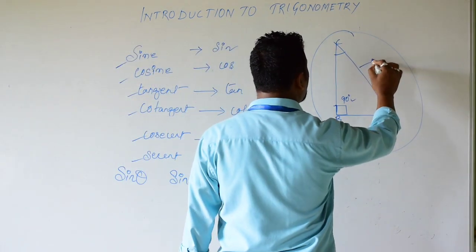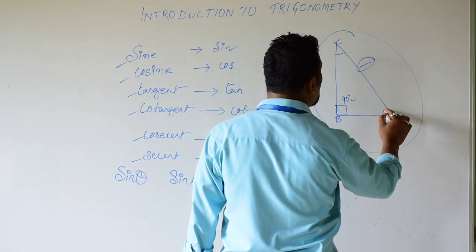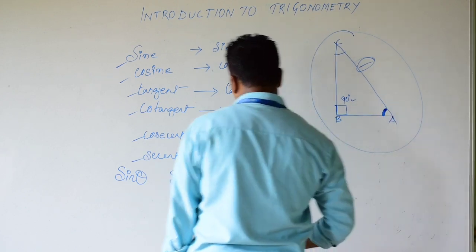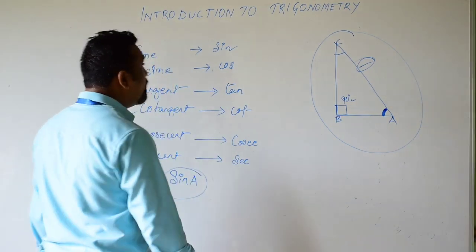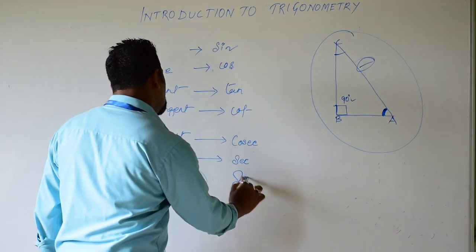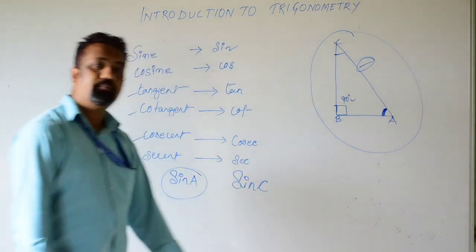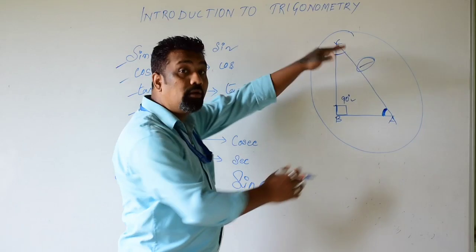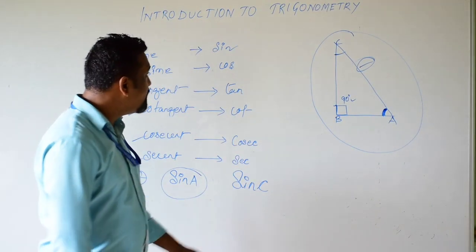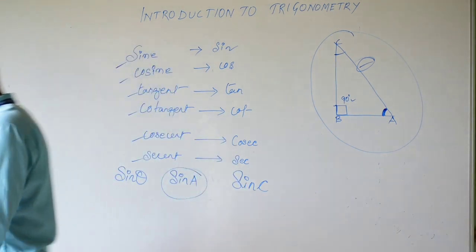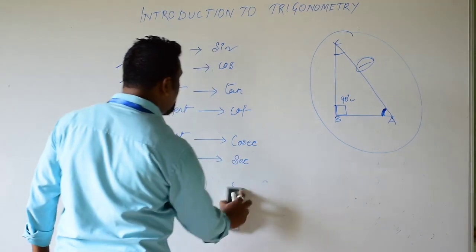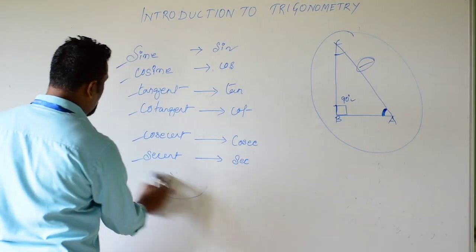Now in this right triangle, we are talking about this angle, angle A. So when we discuss this angle A, we can talk about sine A. For example, if we are talking about angle C, we'll say sine of angle C. So we can call them. Only the acute angles are called along with these trigonometrical functions. So we'll discuss how these 6 trigonometrical functions are related with this right angle triangle.